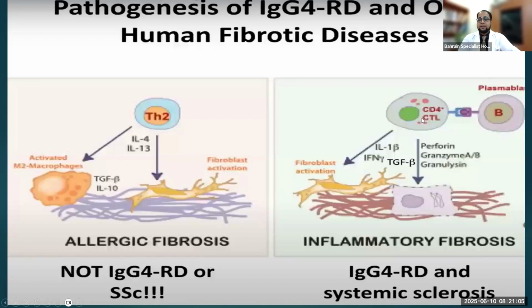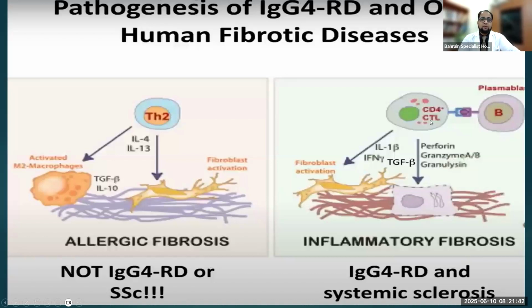And these CD4 CTLs act as cytotoxic T cells, causing release of perforin and granzyme, thereby causing lysis of the cell, which is then replaced by reticulin and fibrosis. In addition, they play a role in causing fibrosis by elevating the levels of interleukin 1, interferon gamma, and TGF beta. So this special mechanism is seen in IgG4 disease. This similar pathway is now being tested for other autoimmune diseases. Like in systemic sclerosis, researchers have also found a similar kind of mechanism.